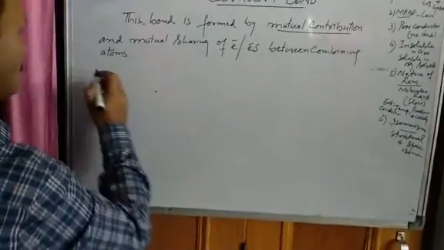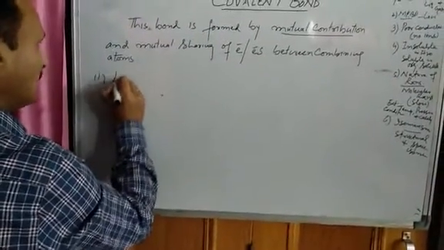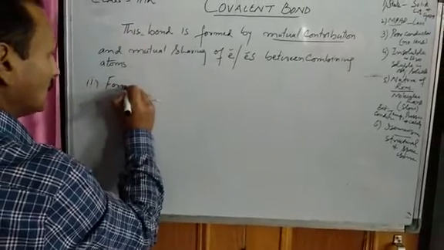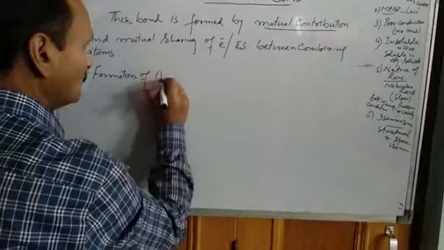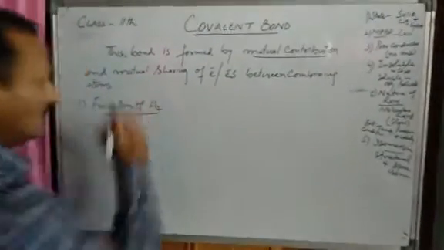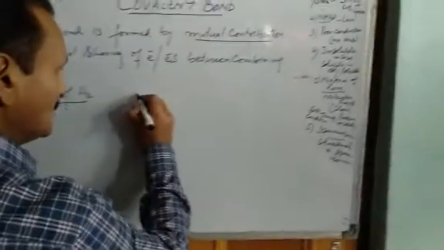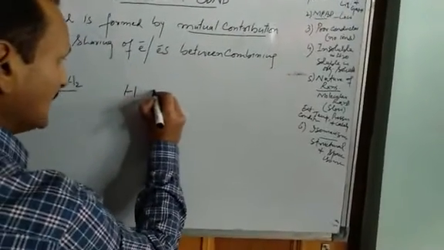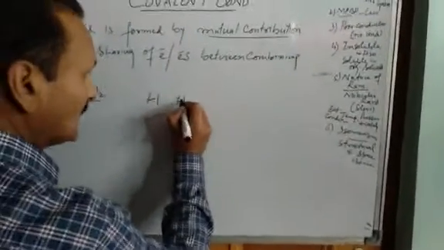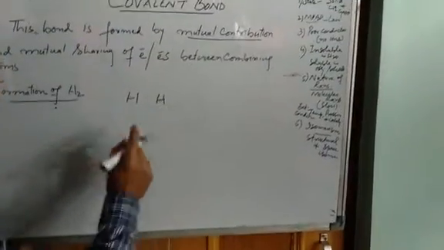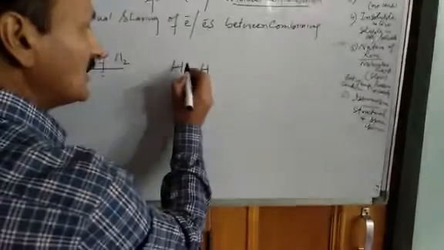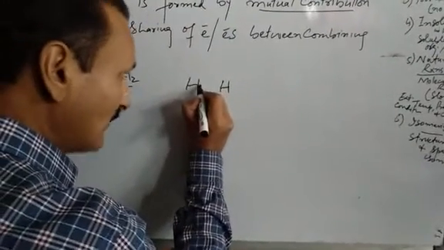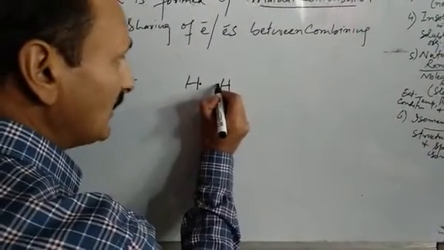For example, formation of H2. Now H2 molecule can be formed by 2 hydrogen atoms. This is one hydrogen atom, this is another hydrogen atom. Let us go to their electronic configuration. Hydrogen has atomic number 1 and so has this hydrogen atom. So how many electrons does it have? It has 1 electron and it too has 1 electron.